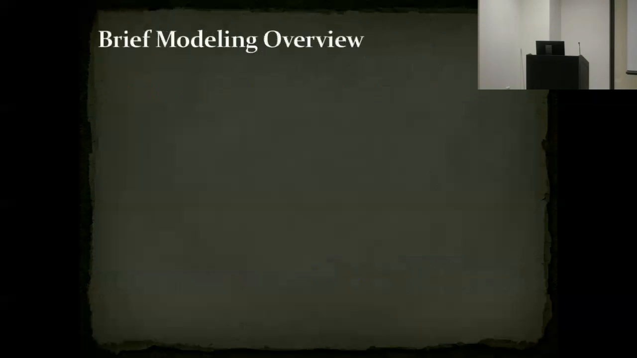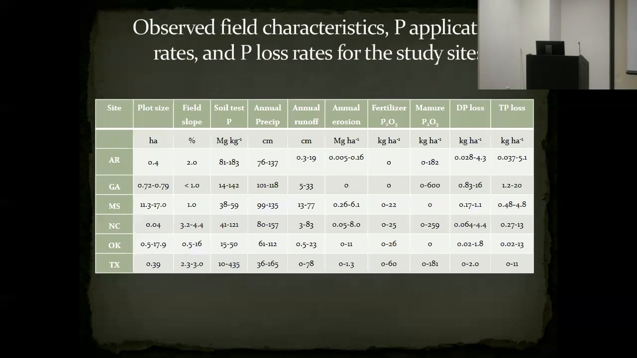And then, let me see if I can go back here. And the amount of phosphorus loss. So the total phosphorus loss ranging from less than 1 kilogram per hectare all the way up to 11 kilograms per hectare, right? No, this one here is 13, but you get the point.